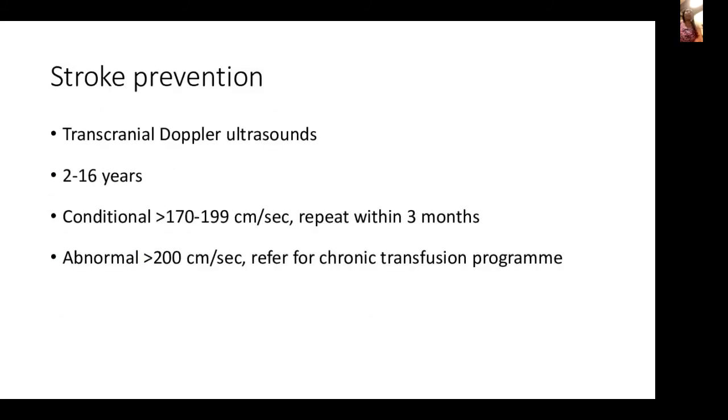So the other thing that's pertinent for the paediatric care of a patient with sickle cell is stroke prevention. So they have transcranial Doppler ultrasounds, and this is done annually from the ages of 2 to 16 because this is the period where stroke risk is highest. Just to put it in context, a patient with sickle cell disease is 300 times more likely to have a stroke than someone who does not have sickle cell. So, it's really a major risk.